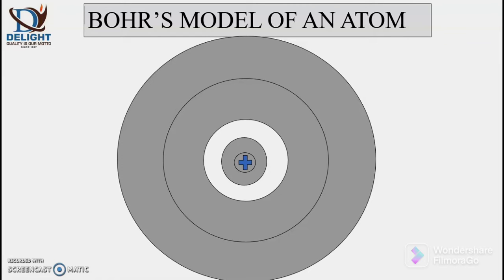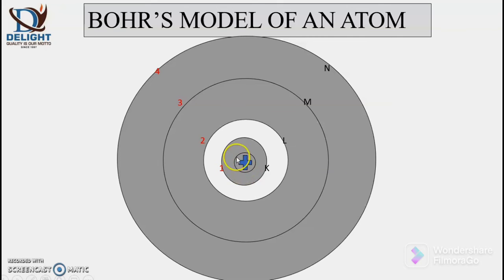According to Bohr's model of an atom, the structure of the atom contains the centrally placed, positively charged nucleus, and then around the nucleus there are shells or energy levels which are numbered as 1, 2, 3, 4, so on. Similarly, it is also named as KLMN. Now, this is how these shells are named. Now, this is shell 1, this is shell 2, 3, and 4.